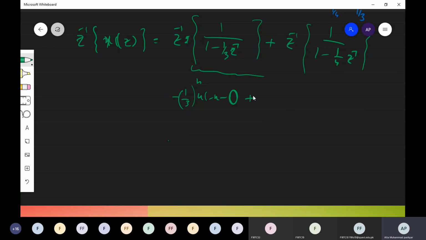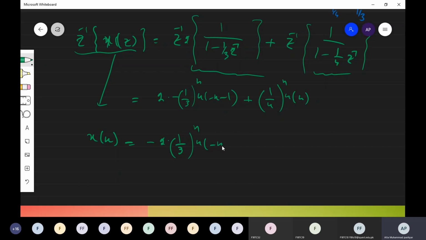Right? Plus the inverse of this must be (1/4)^n u[n], right? And this signal was multiplied with 2 as well. So the inverse of this, x[n], must be equal to minus 2(1/3)^n u[-n-1] plus (1/4)^n u[n], right?